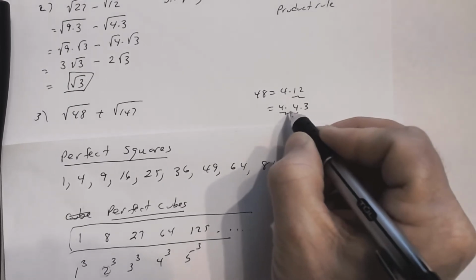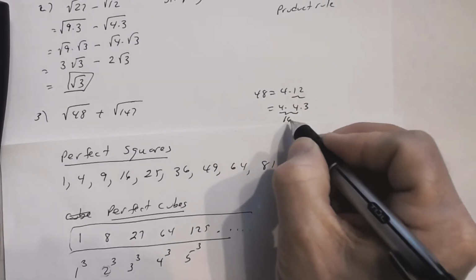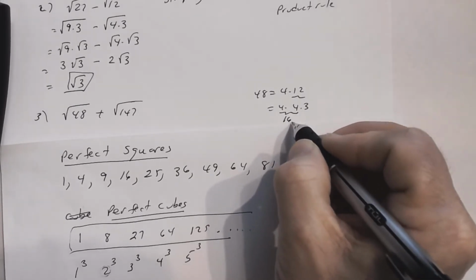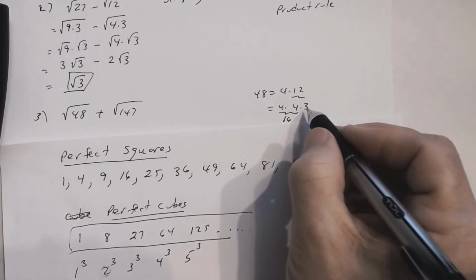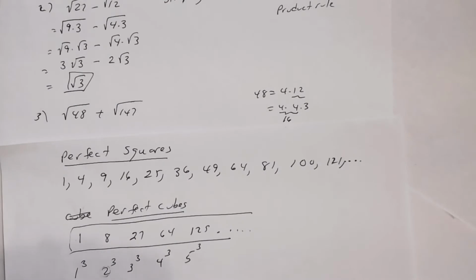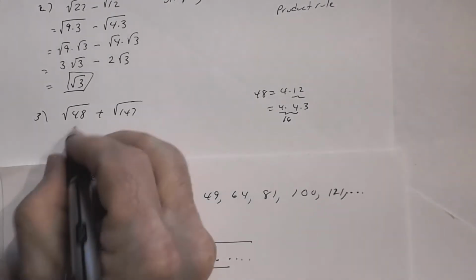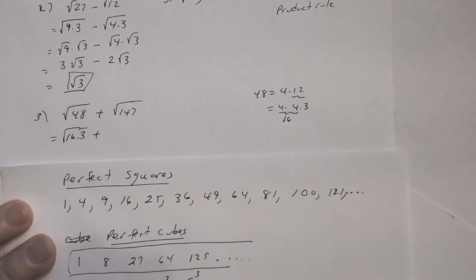So that means 4 times 4. So this is a perfect square times another perfect square, so the product is going to be a perfect square. So that means that 16 is going to be the largest, because for 3, the only perfect square that goes into 3 is 1. And so I'm going to rewrite this as the square root of 16 times 3 plus, all right, let's look at 147.